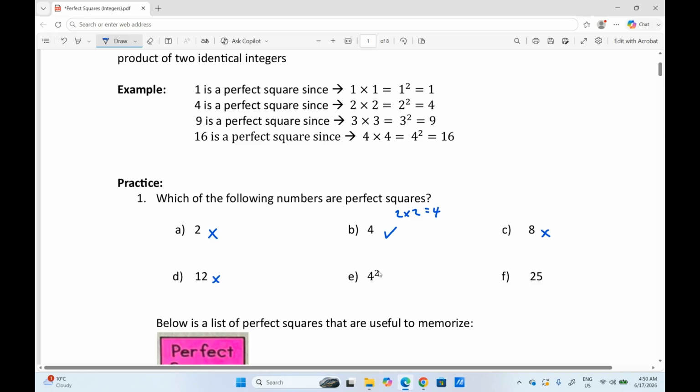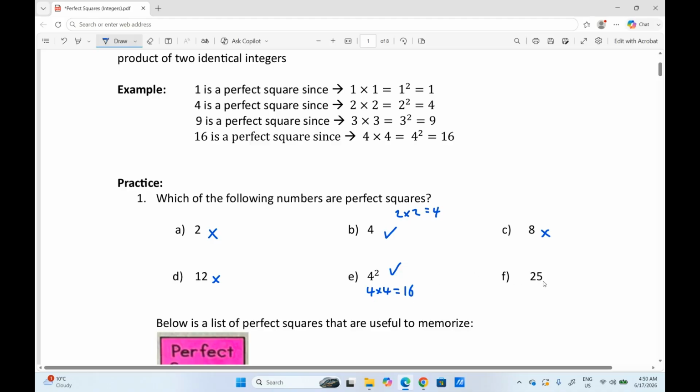What about 4 squared? Well, 4 squared is already up here. 4 squared just means 4 times 4, right? Which is going to be equal to 16. And if 16 is a perfect square and it results from 4 times 4, then it is going to be a perfect square because there is an integer that can multiply by itself to get 16.